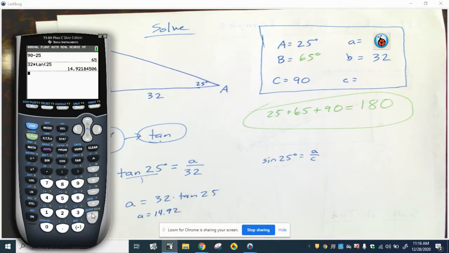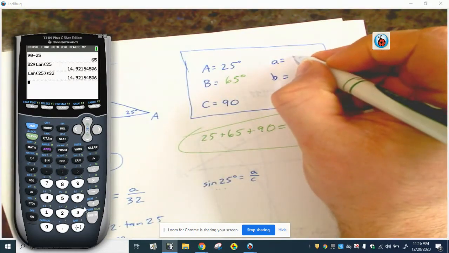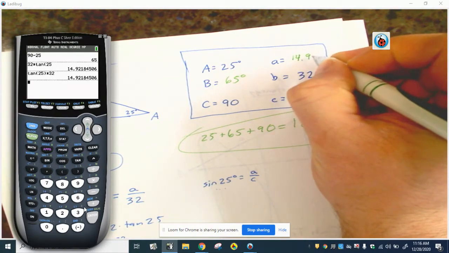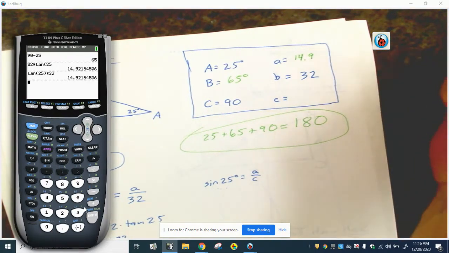Now, it's important to note if you type it in the other way, tangent of 25, you have to make sure you close that parenthesis before you hit times 32. It doesn't matter which way you multiply, but if you type the tangent in first, make sure you put that closed parenthesis in there. Otherwise, it won't work. Okay? So we just found this side is 14.92. Now, 14.9 is fine.